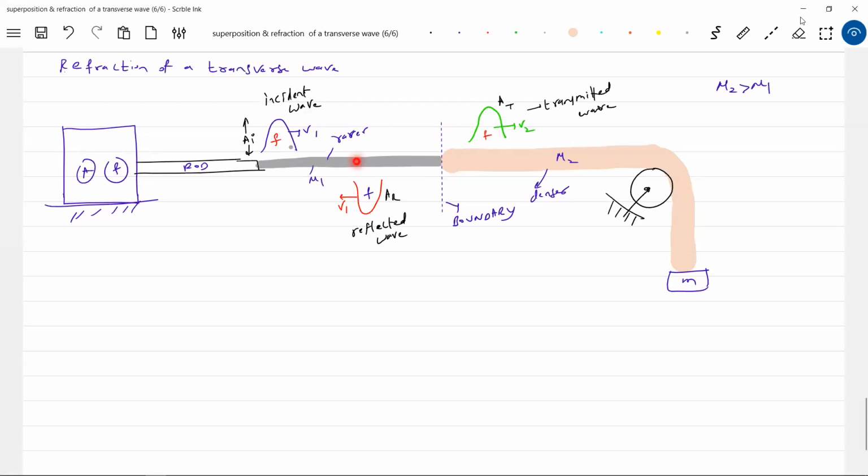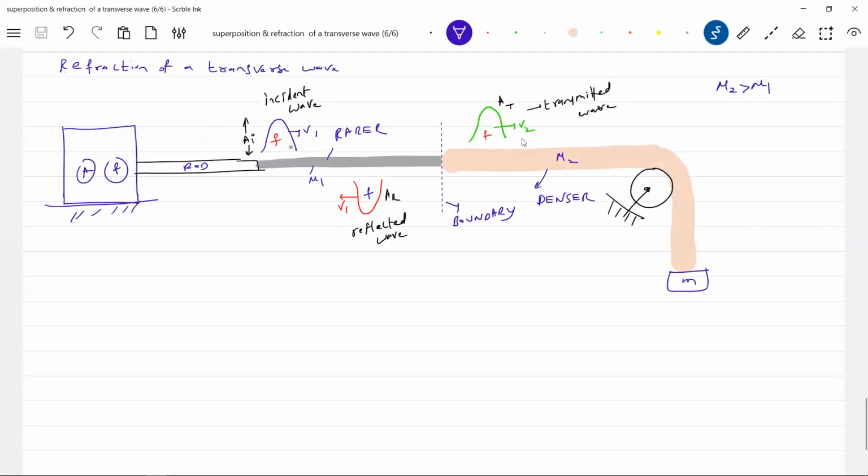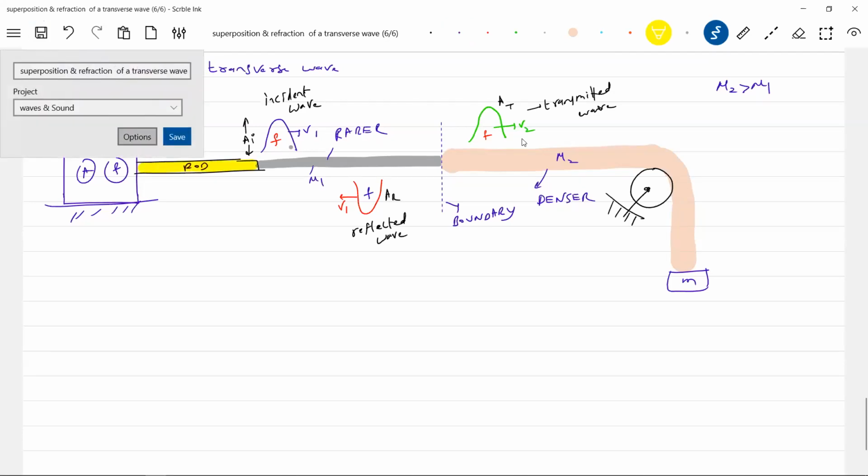The wave can move from denser to rarer also, it is possible. I'll write capital letters. This is rarer, this is denser. Whether the amplitude is less or more, that we have to prove. We cannot guess. We should not make a guess. We should derive it. I don't know whether it will be less or more. It has to be derived, no?